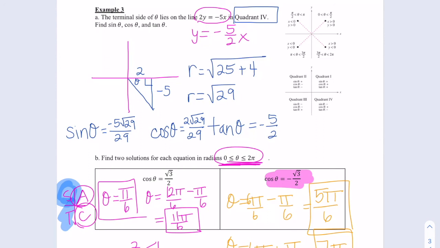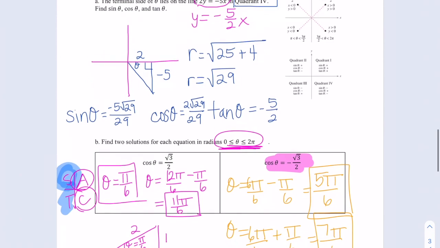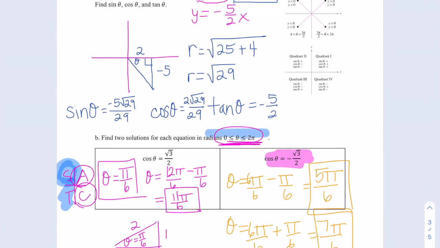But just make sure you're really careful with what the question is asking and the restrictions, specifically any time we have to find these solutions.